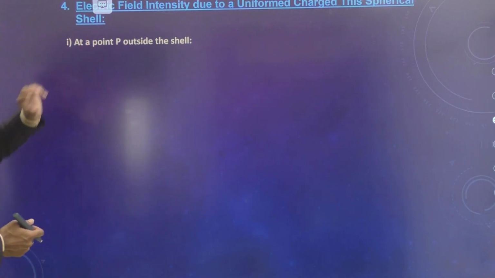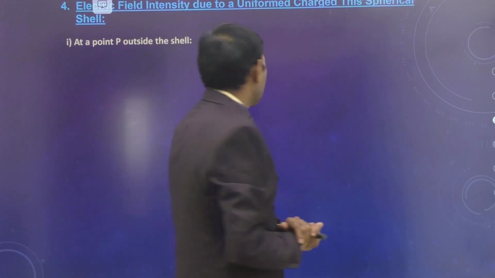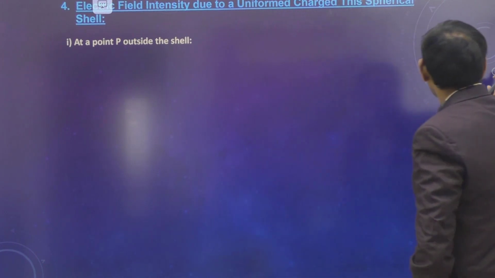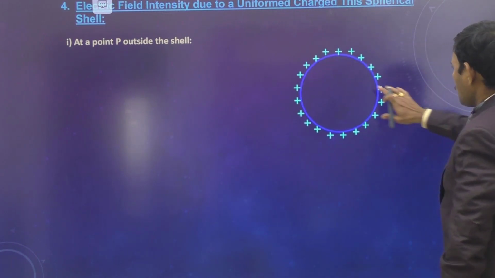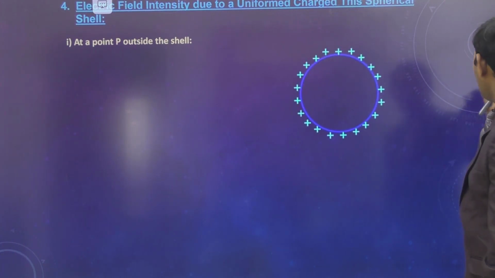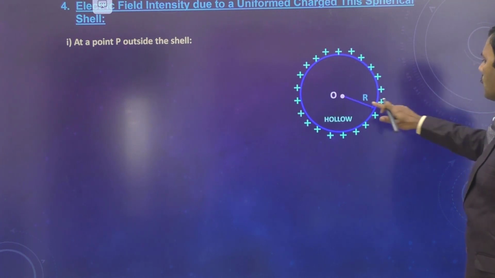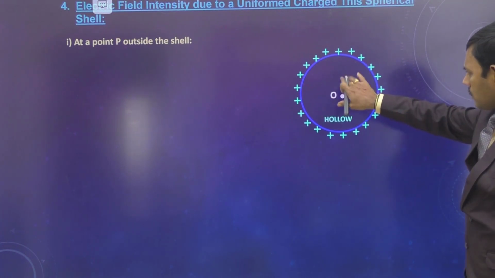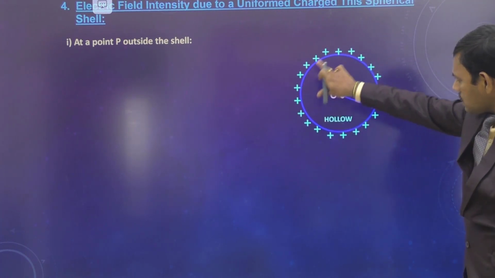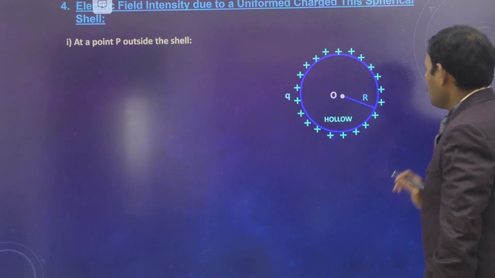Electric field intensity due to a uniformly charged thin spherical shell. Electric field due to a spherical shell. So let us consider a spherical shell. Look into the diagram, see the animation. This is the spherical shell. O is the center of the shell and R is the radius of the shell. This is hollow, there is no charge inside, only charge is present on the surface of the shell as shown in the diagram.